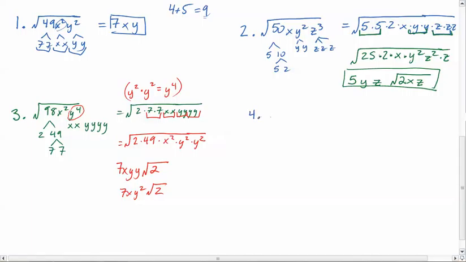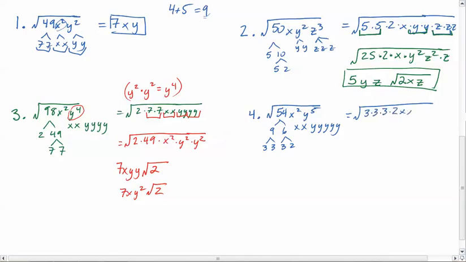Question number 4 is the square root of 54x squared y to the fifth. So 54 is 9 times 6. 9 is 3 times 3. 6 is 3 times 2. I've got 2 x's and 1, 2, 3, 4, 5 y's. So let's rewrite it in our radical. I've got 3, 3, a 2, 2 x's, and 5 y's.